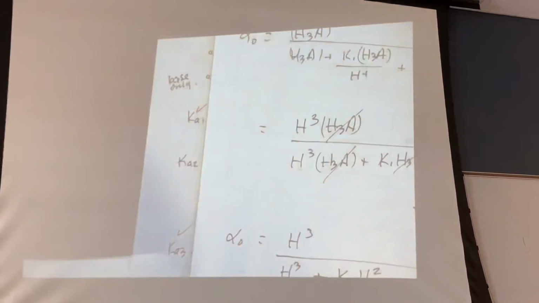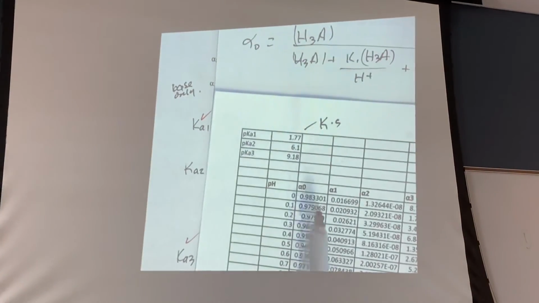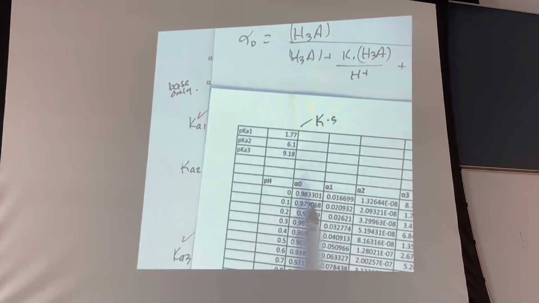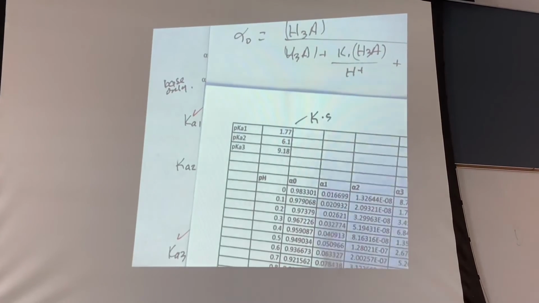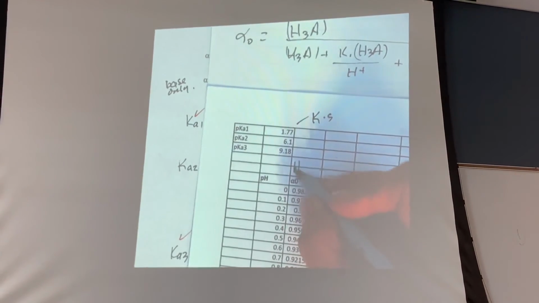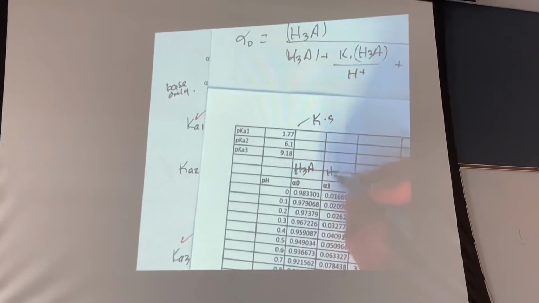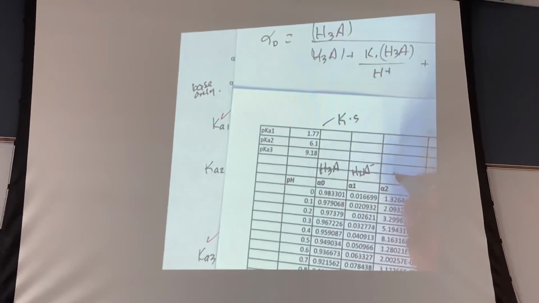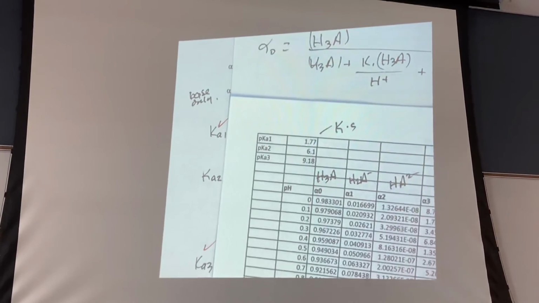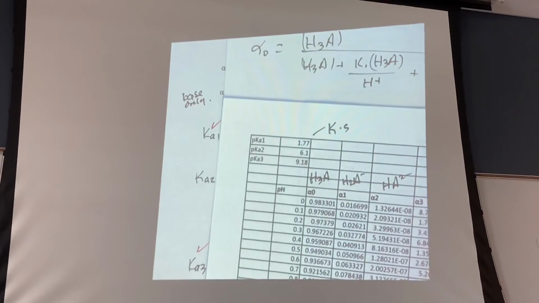So these are 4 separate functions: alpha 0, alpha 1, alpha 2, alpha 3. This would be for the H3A. This would be for H2A minus, HA2 minus, and finally the base only, A3 minus.